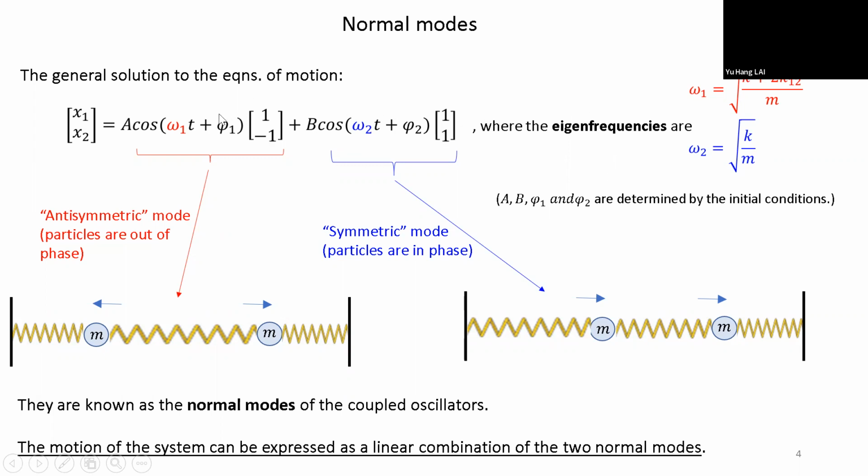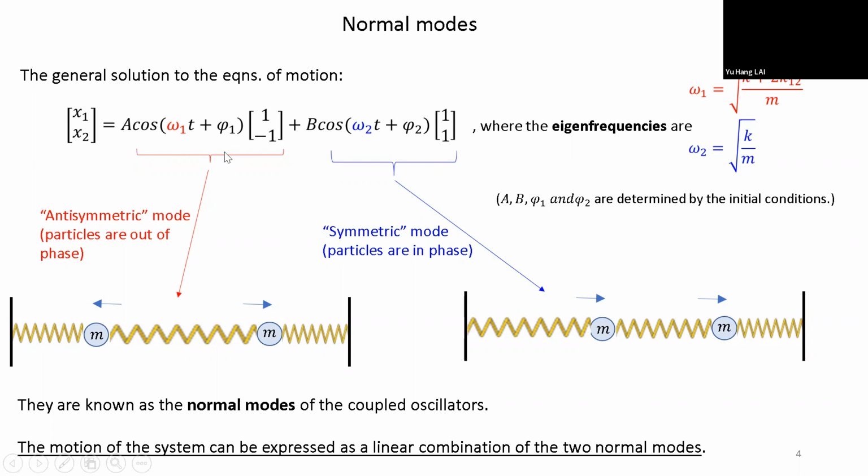So each of these is known as a normal mode of this system. This is known as the anti-symmetric mode. This is known as the symmetric mode. In general, the motion of the system is a linear combination of the two modes. It really depends, again, on the initial conditions.